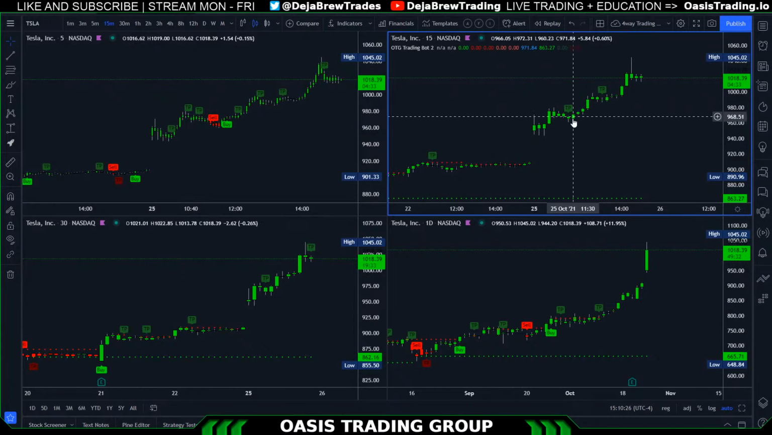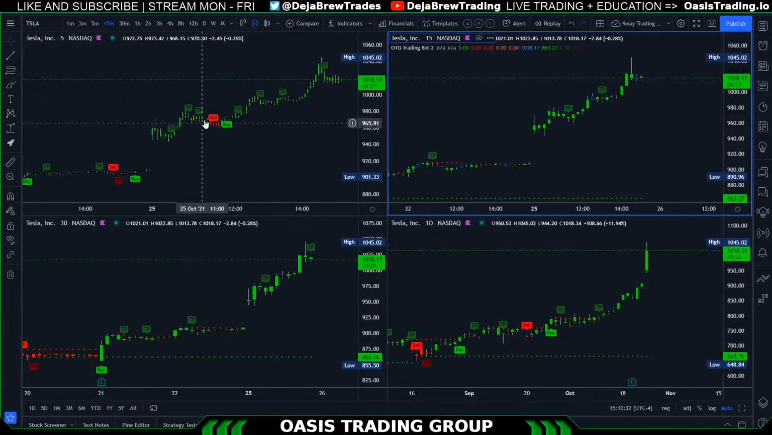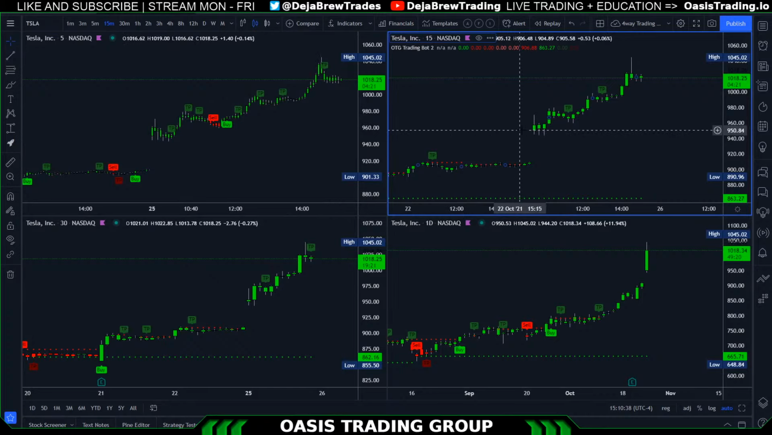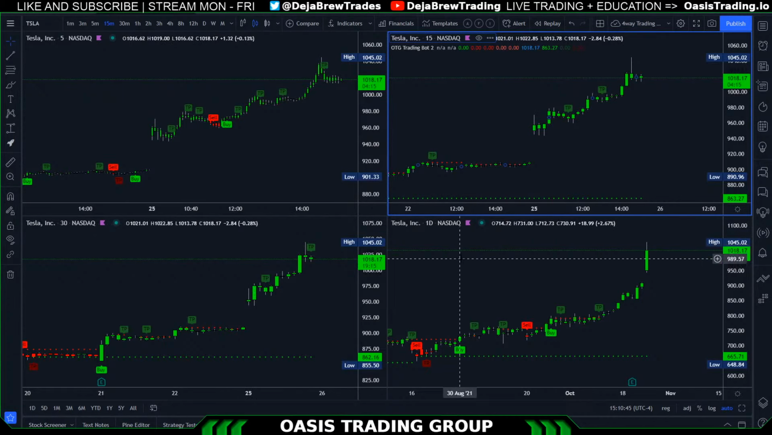That little pullback did not create a sell on the 15-minute. So that told you that that pullback was extremely weak. You were only able to get a sell signal on the 5-minute. If this was a strong pullback, it would have started on the 5-minute, then it would have gone to the 15, then the 30, and then the 1 hour, and so on and so forth, right? It would have waterfalled into the other time frames. It did not do that here.